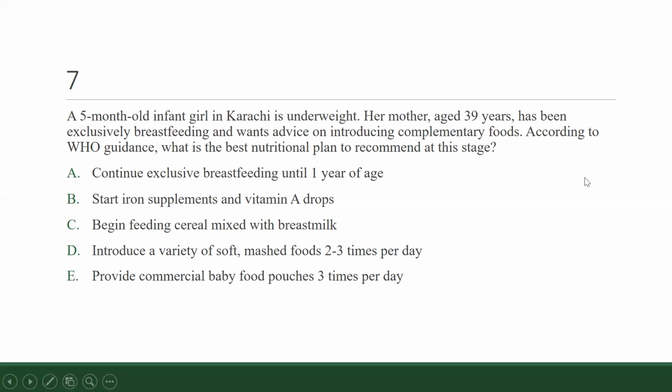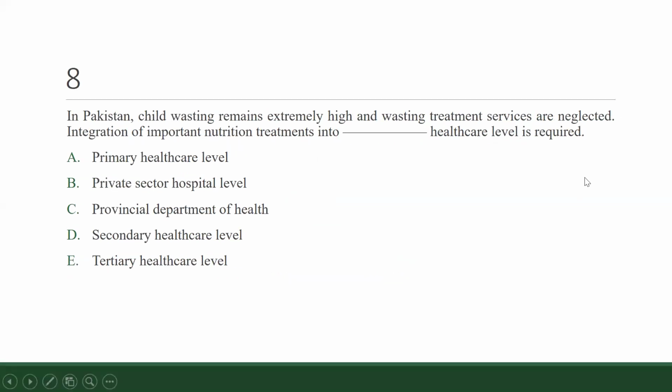Yes, the answer is D. In Pakistan, child wasting remains high and wasting treatment services are neglected. Integration of important nutrition treatments into which healthcare level is required?